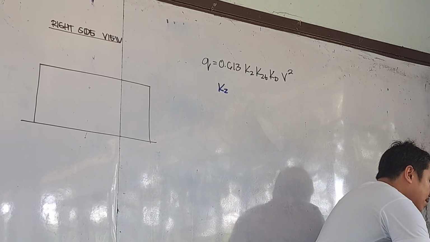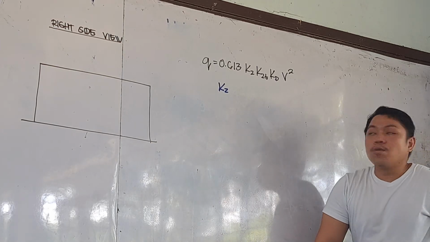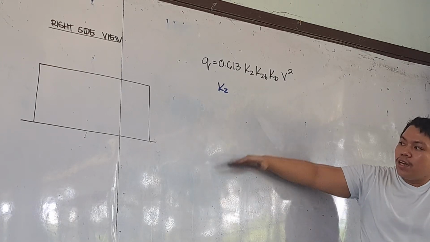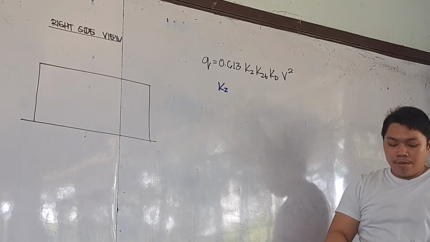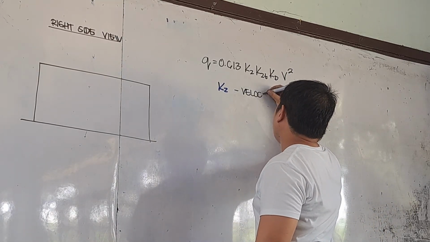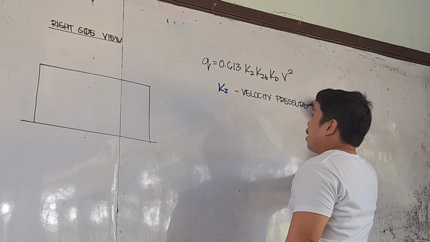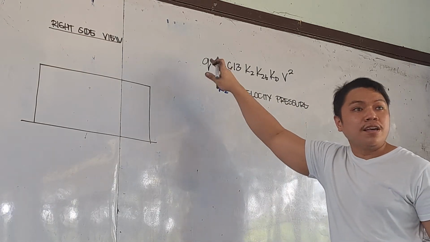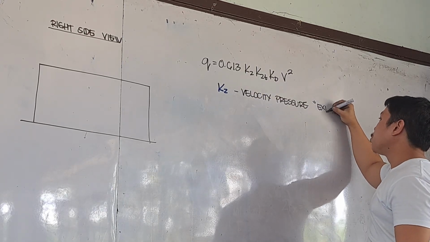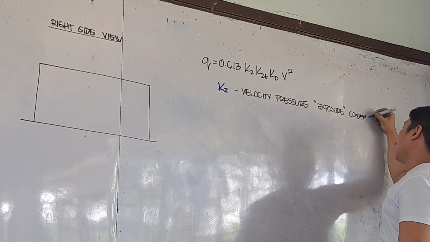So the KZ is the velocity pressure exposure coefficient. Based on exposure, it can amplify our wind. Q is the velocity pressure, but the term used for KZ is exposure.